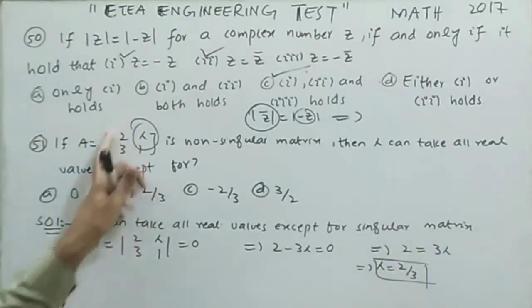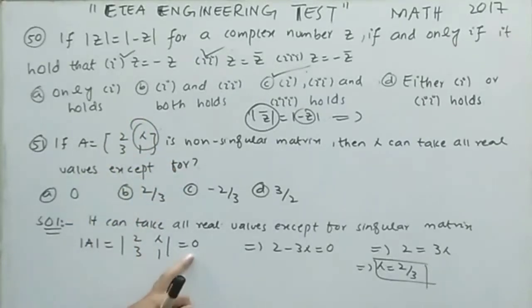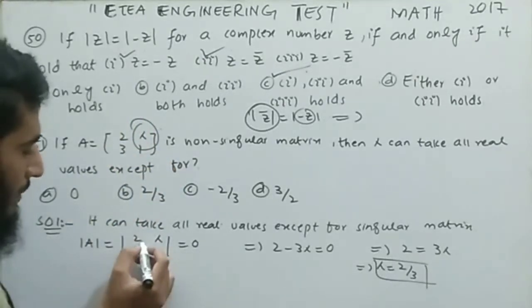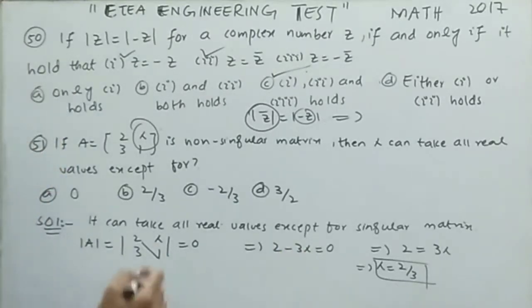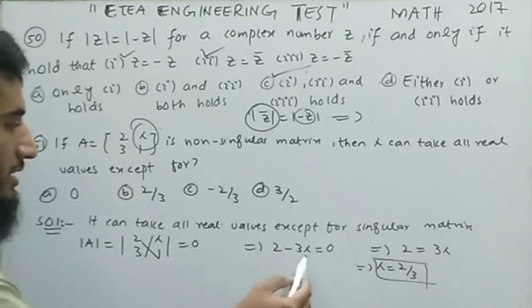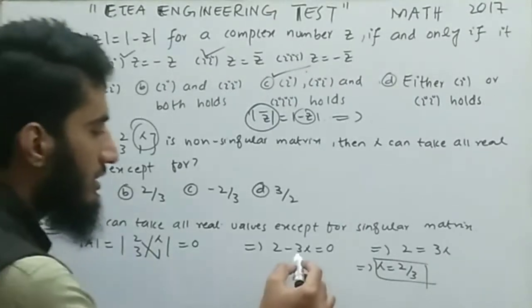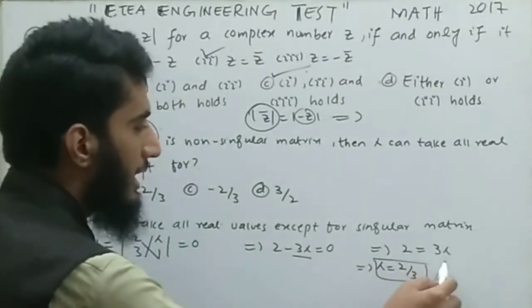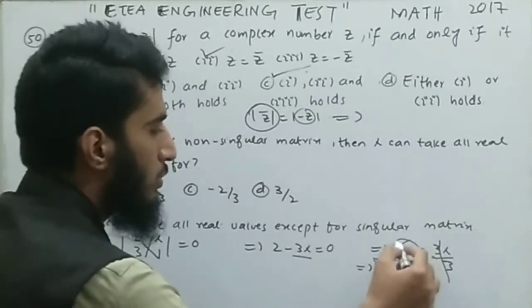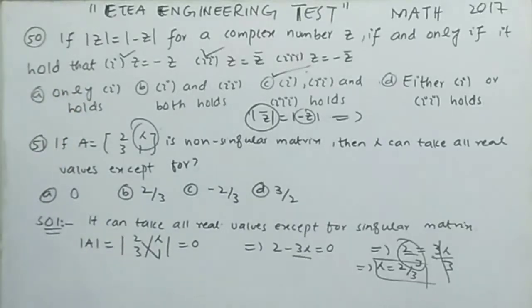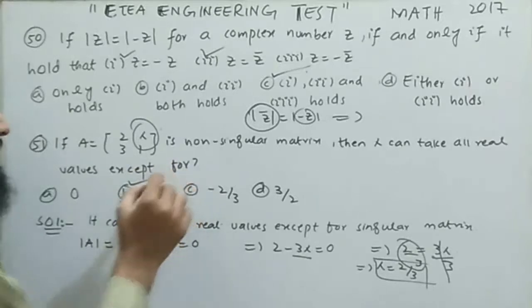At a singular matrix, the determinant of this matrix will become 0. For the determinant, we multiply these two elements, it becomes 2. After this, we have a negative sign in the formula, and we multiply these two values, which gives us 3 lambda, and this is equal to 0. Now this negative 3 lambda shifts to the right hand side and becomes 3 lambda. Divide both sides by 3, so on this side we are left with lambda and on this side we are left with 2 by 3. It means lambda can take all the real values except lambda equal to 2 by 3. At 2 by 3 this matrix becomes a singular matrix. So the correct option for MCQ number 51 is option B.